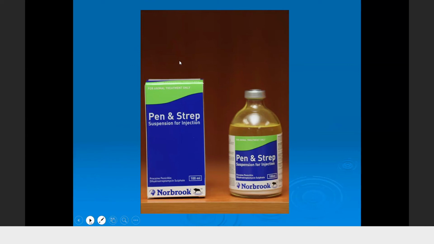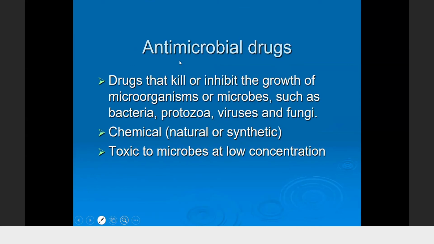Okay, so this was the example just now. Antimicrobial drugs are drugs where some will kill and some inhibit. The one that kills is referred to as bactericidal, or more generally cidal, because it can be a virus, a protozoa, a bacteria or fungus. Anything that kills is cidal, and anything that inhibits growth of microbes such as bacteria, protozoa, virus and fungi is static. They can be from a natural source, or synthetic, meaning produced in the lab using chemical formulation. They are toxic to microbes at a low concentration. If you give a high concentration, the patient will definitely come down with disease, so they are usually given at a very low concentration.